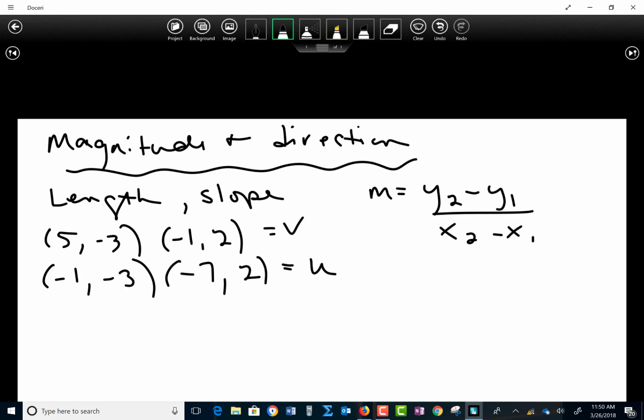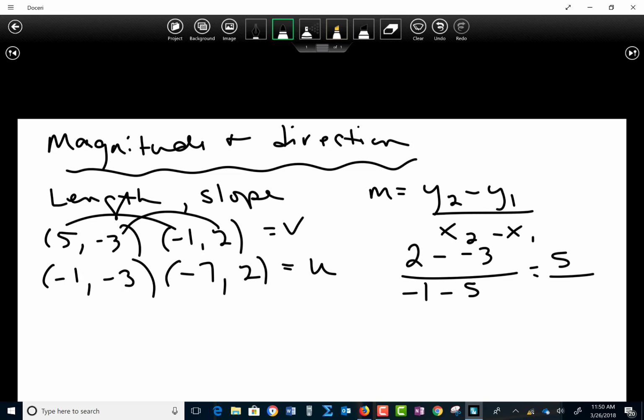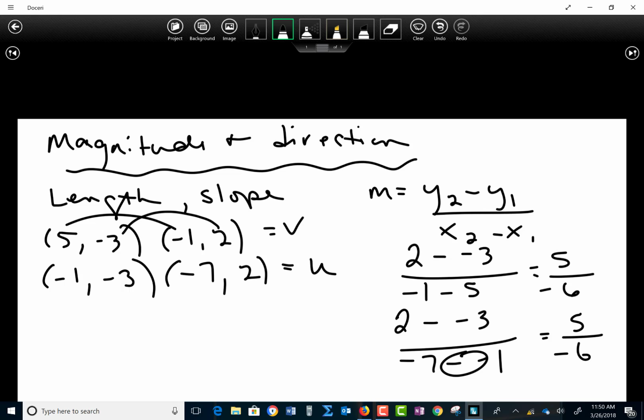So when I look at this and I try to verify the slope, I take the second y, so 2 minus 3 over the second x minus 1 minus 5 would be 2 plus 3 is 5 over minus 1 minus 5 is minus 6. So the slope of that first vector v is -5/6. If I do the second one, the second y is 2 minus 3 over minus 1, subtract minus 7, and I get 5 over minus 1 plus 7 is 6. So they do indeed have the same slope.